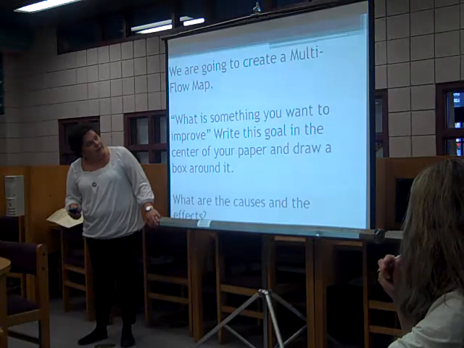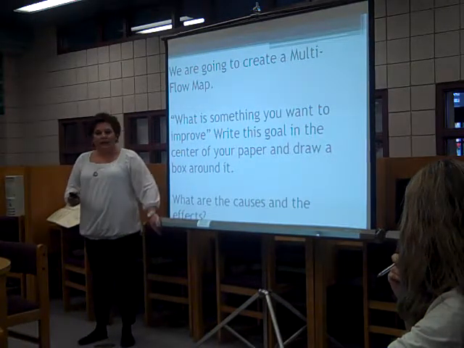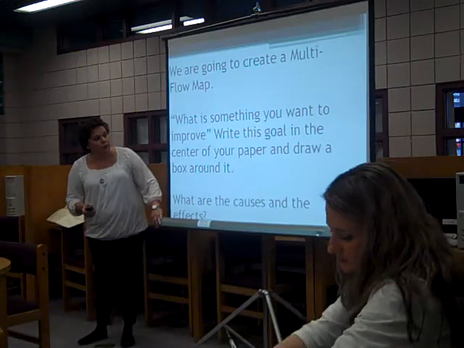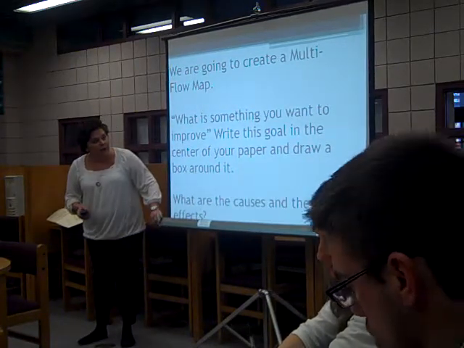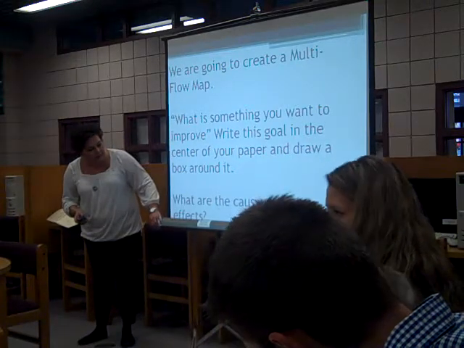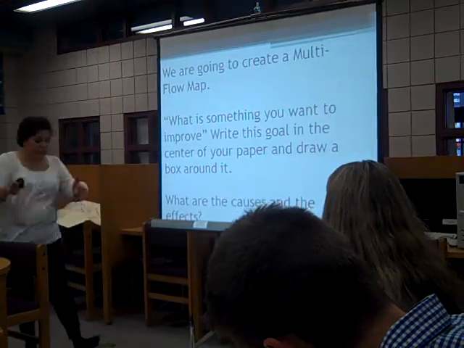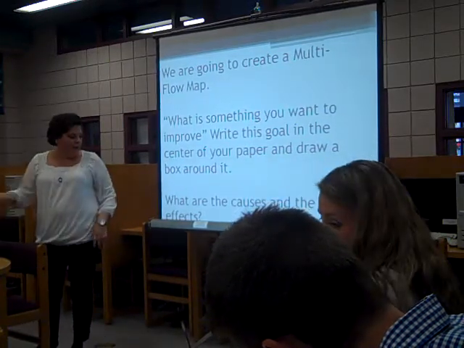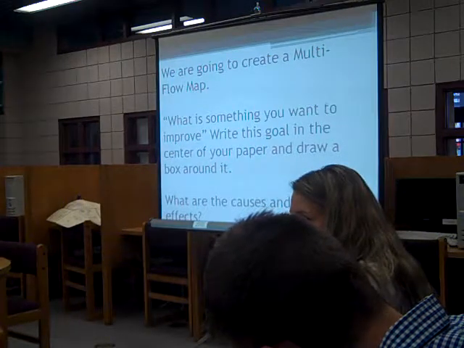That's so cute. So we're going to create a multi-flow map. Mine's a little bit harder. What is something you want to improve? That's your question to think about. So you're going to write this goal in the center of your paper and draw a box around it. And then you're going to write your causes on the left side, if you're looking at your paper, and the effects on the right side. So what is something you want to improve in the middle?